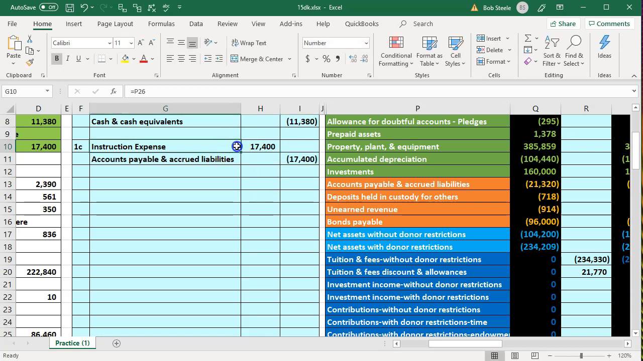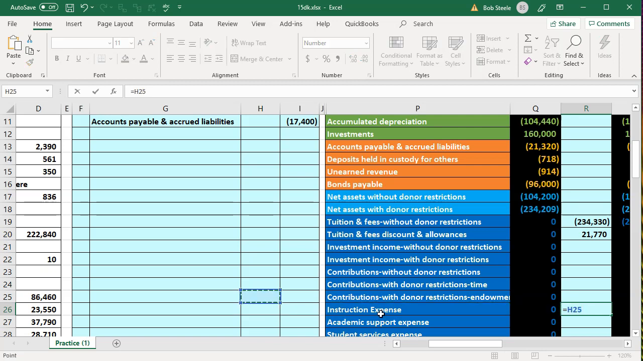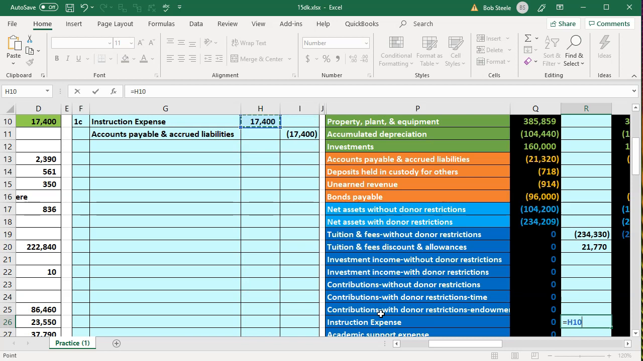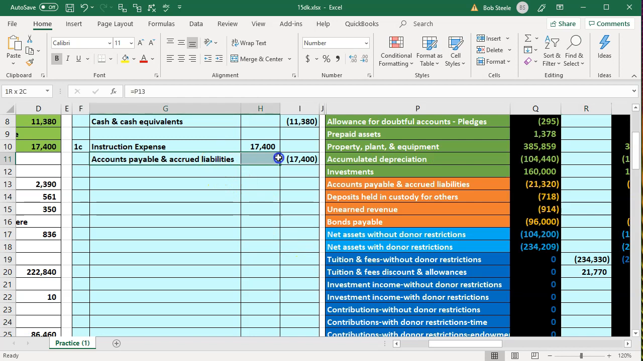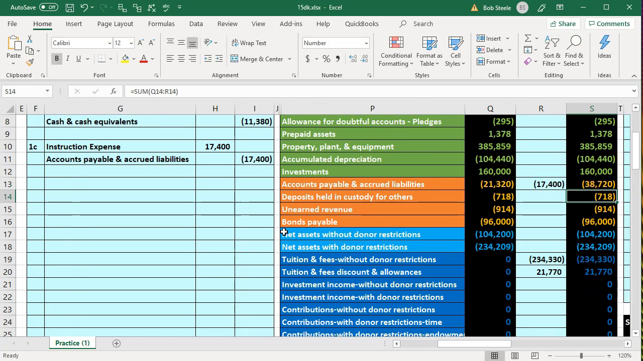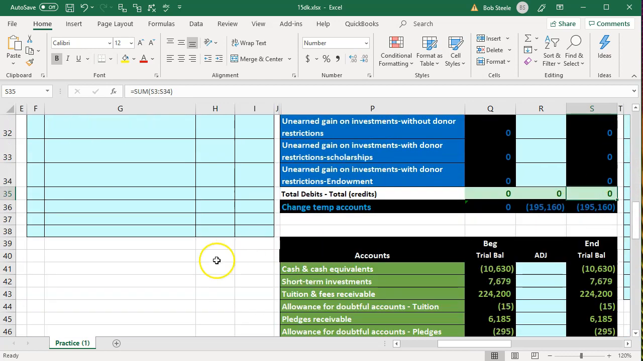Now we'll go ahead and post this out. We've got the instruction expense. So we're going to scroll down to instruction expense. That's going to be in cell R26, where we will say equals, scroll back up to pick up the amount of the 17,400. And next we're going to have the accrued payables and liabilities. Accrued payables and liabilities will be in cell R13. Within R13, we will say equals and scroll over to the credit, 17,400. There we have that going up in the credit direction. That of course puts us back in balance.